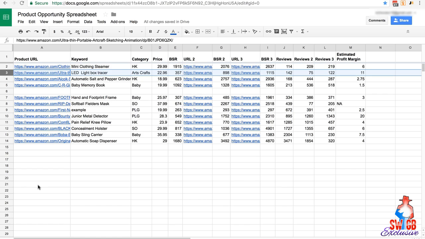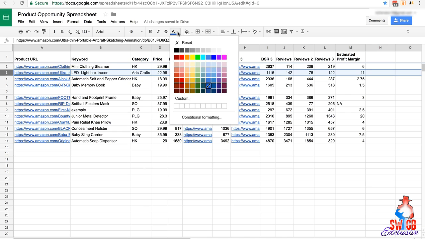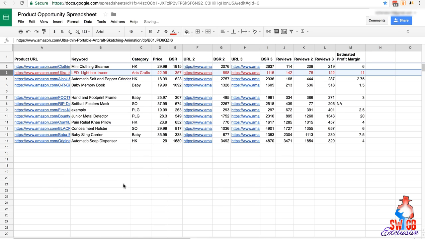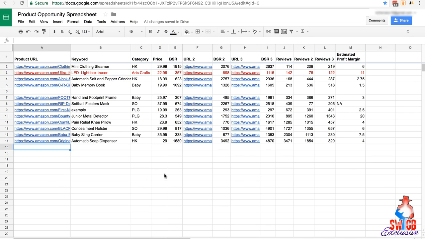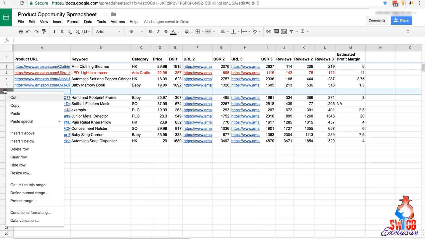So this is basically going to become one of our final 3 products. And to make it stand out so we don't confuse it with other searches, I'm going to click on the drop down color here. You see where it says A. And I'm going to select red. So that is our first choice. Now we could carry on and choose another one of these 3 products. However, I'm going to show you a different way of sorting. First of all, I'm going to remove the blank line by right clicking on the number and clicking on delete row.